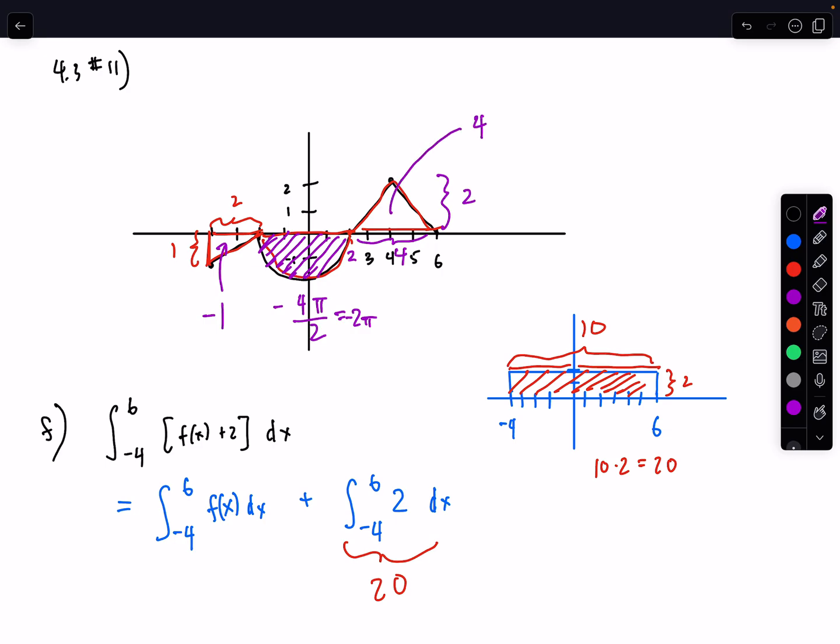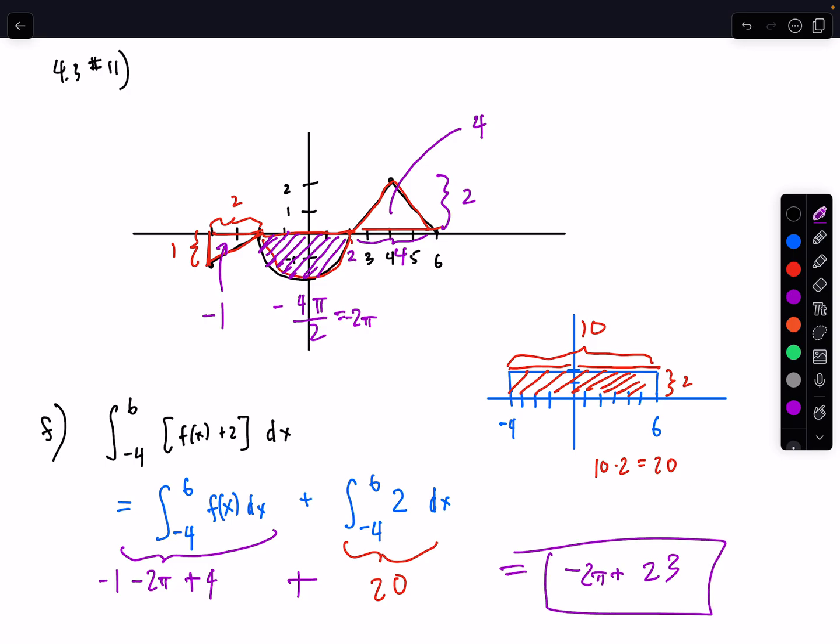Okay, so putting our pieces together, this area is -1 minus 2 pi, and then plus 4. And then plus the 20. Okay, so -1 plus 4 plus 20, that's going to be 23. And then the minus 2 pi. So there it is, 23 minus 2 pi.